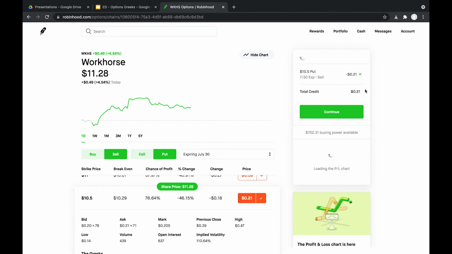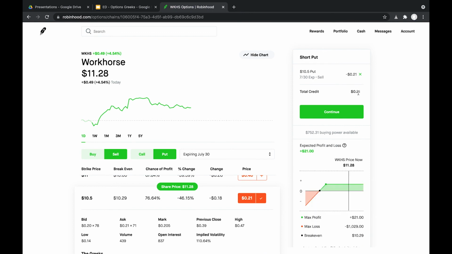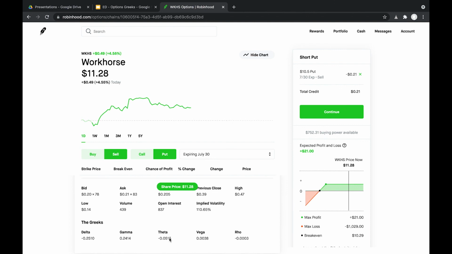Now, you can see that the total credit would be 21 cents. And remember, this is per share, so we would get $21. Let's just say it's $20, okay? $20 credit we get. It is decreasing by $5 per day. Therefore, in 2 days, it should go down by $10, right? If it's decreasing $5 per day, theoretically, if things stayed the same, it should go down by $10 in 2 days. This is why I sometimes use theta to determine when I might potentially exit a trade.